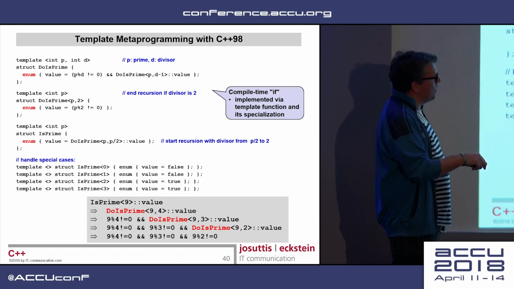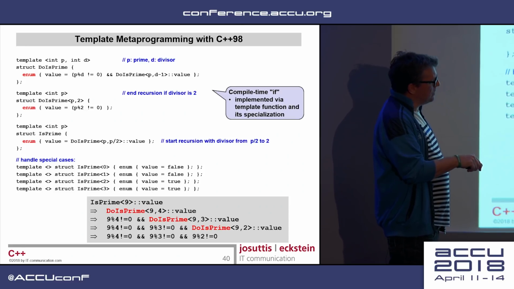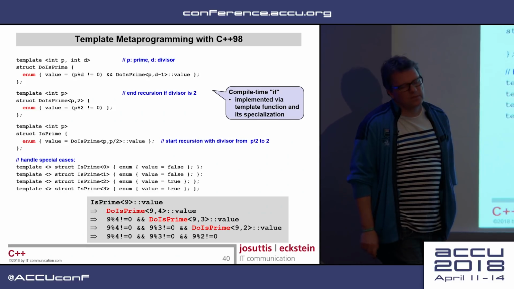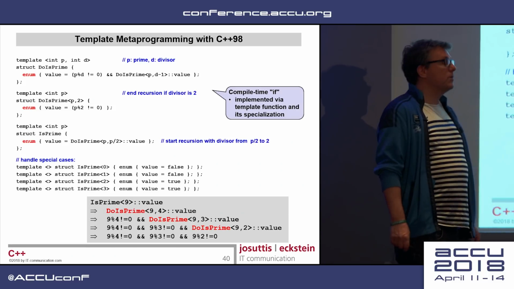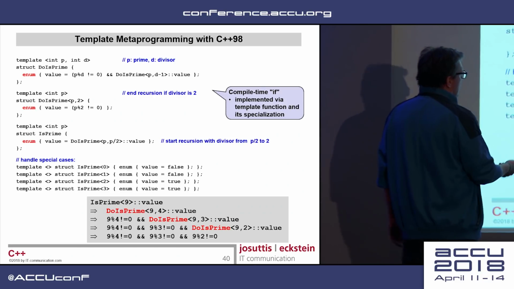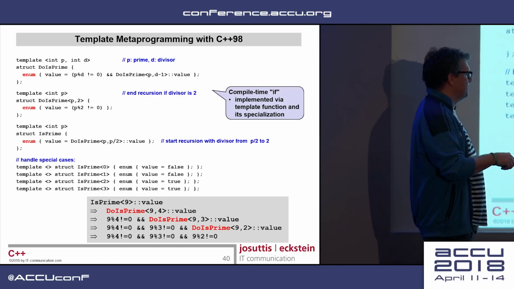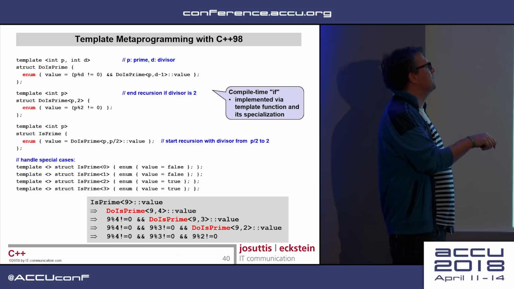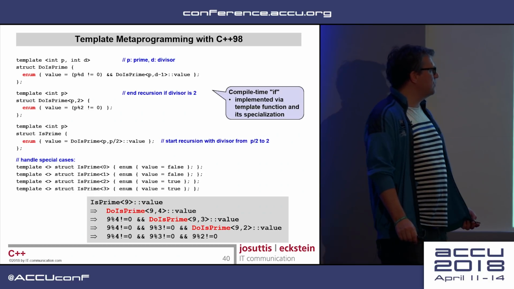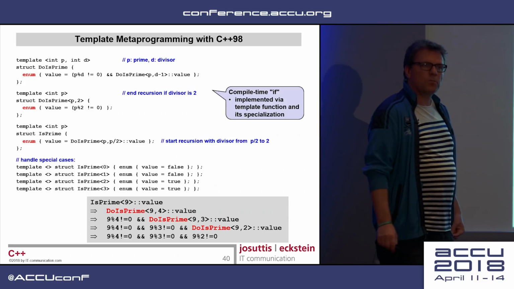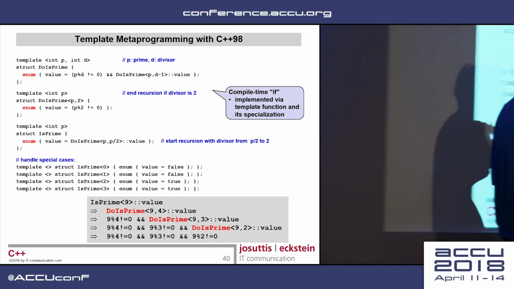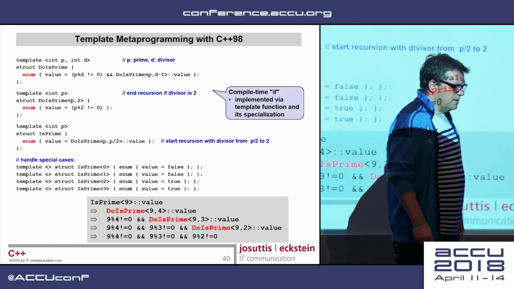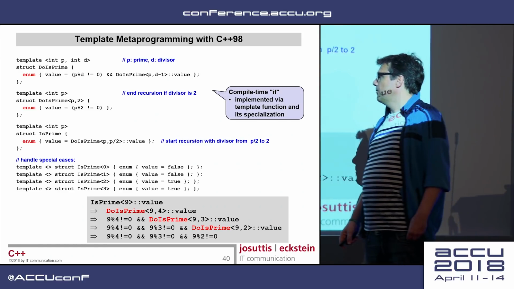And then we check whether we can divide 9 by 4. So 4 was half of 9, therefore we start with this. And then we go down and check for each and every number whether we find a divisor of 9 that yields 0 for the modulo operator. We do that by expanding this template again and again, and we have some special rules for the special numbers 0, 1, 2, and 3, where 0 and 1 are no prime numbers, and 2 and 3 are prime numbers.